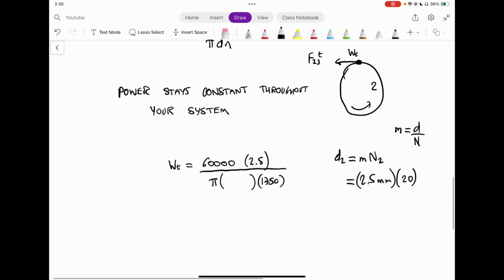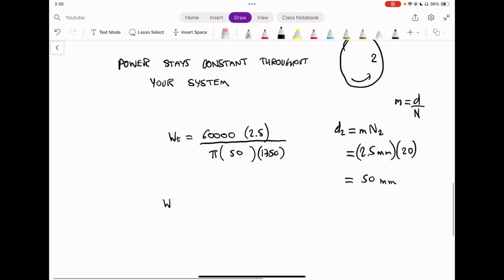So based on that, 2.5 times 20 is equal to 50 millimeters. So we're going to use 50 here, and we're going to use millimeters because we know that the units for this is millimeters. So then we can solve for WT, and we can say that WT is equal to 0.546 kilonewtons.